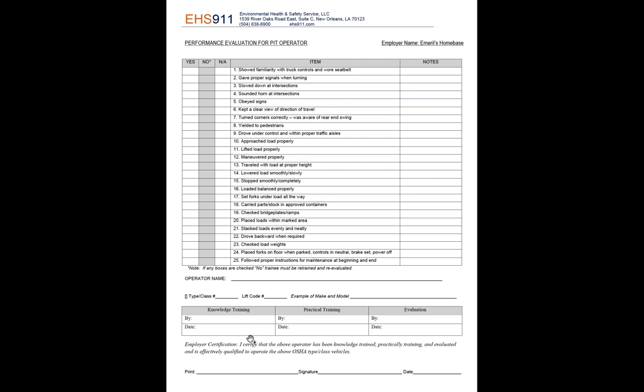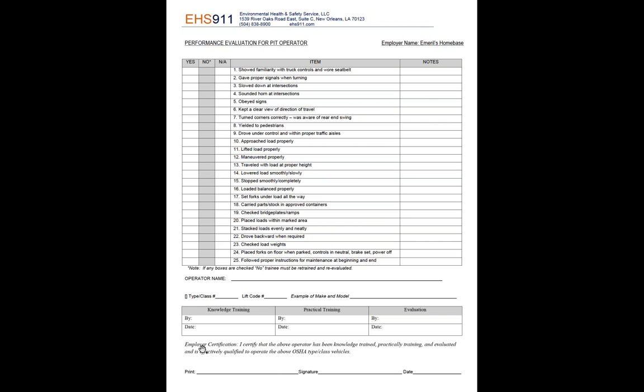So whoever's reviewing this file for the employer, let's say for some reason our company went in or you brought in a third party, or you had different people. You may have one person knowledge training them, a second person practically training them and/or evaluating them, or maybe even a third person. Then whoever's responsible for verifying and certifying that that employee has been adequately trained, knowledge-based and practically trained, and evaluated would then print, sign, and date. They are representative of the employer certifying that the employee has been adequately trained and evaluated. So that's basically the form that we use there, folks, okay?